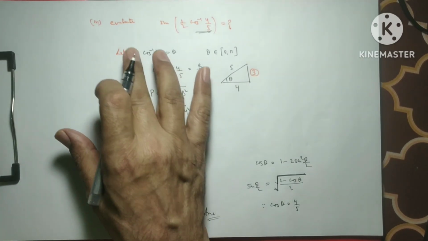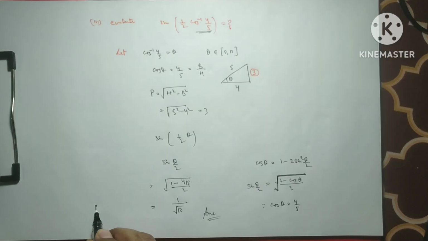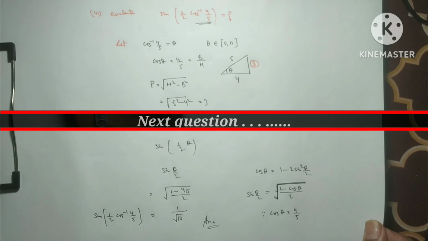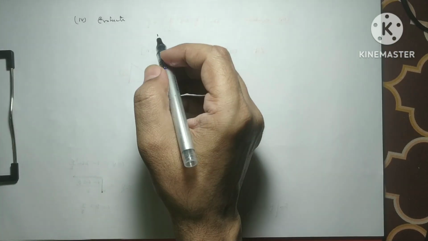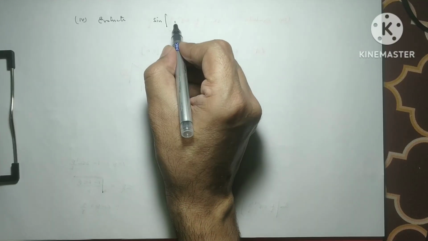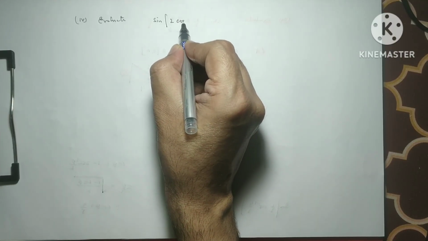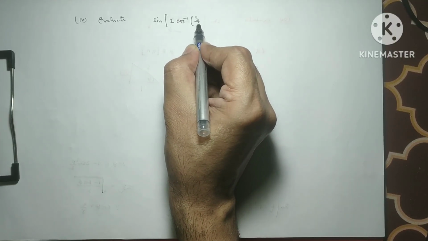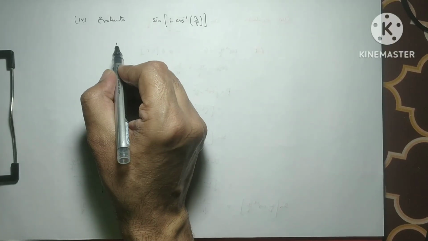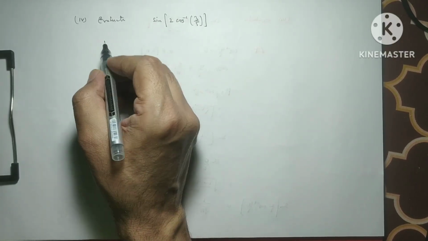When you evaluate this value, sine of half cos inverse 4 by 5, its value is 1 over root 10. Now evaluate sine of twice cos inverse 3 by 5. Kind of question. Similar way we can solve this question.